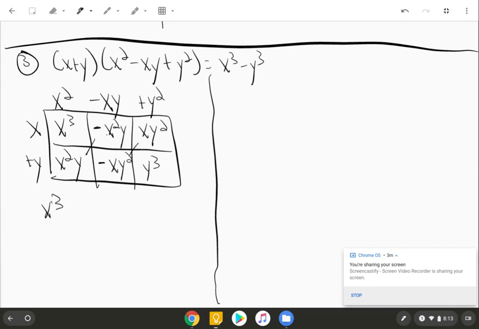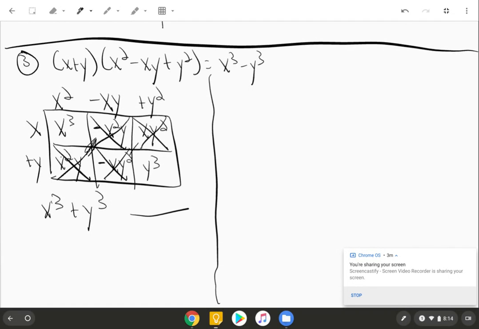Okay. And then I have this diagonal here, which is going to be x squared y and negative x squared y. That, like before, is going to cancel. And the same thing is going to happen in the next diagonal. Negative xy squared and positive xy squared. Those are also going to cancel. So I'm going to be left with x cubed plus y cubed.